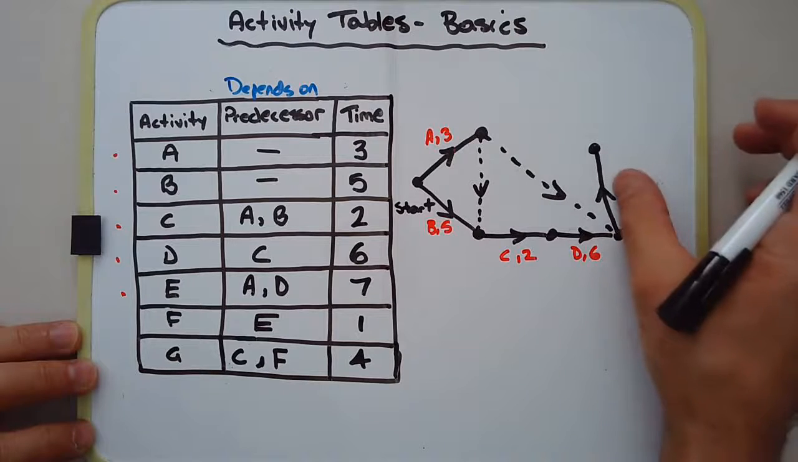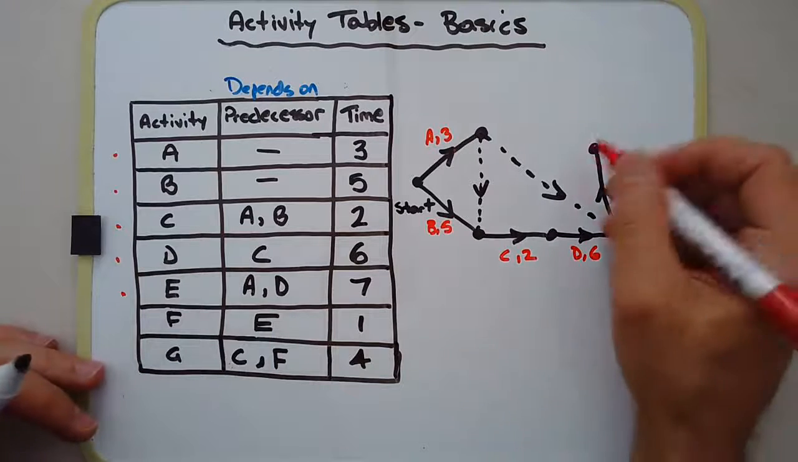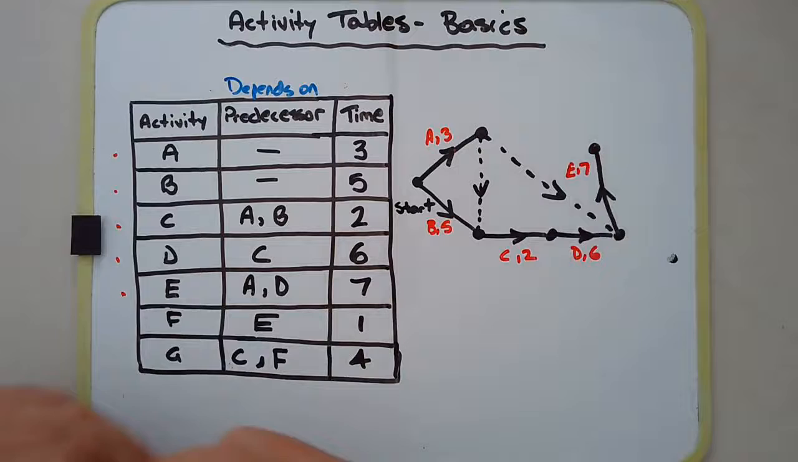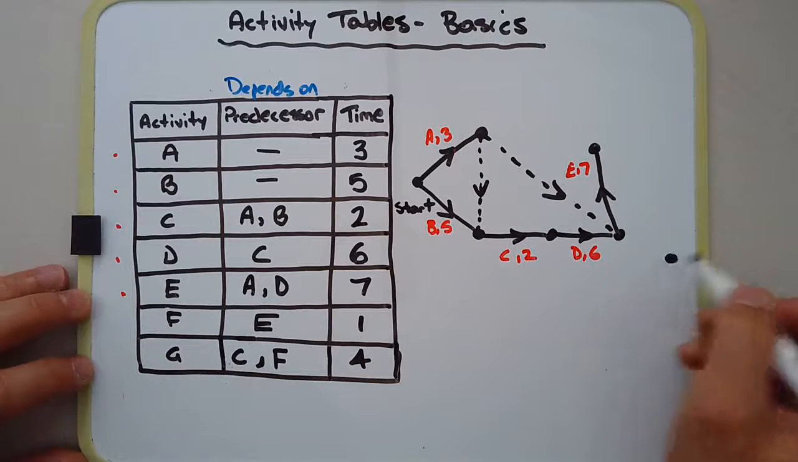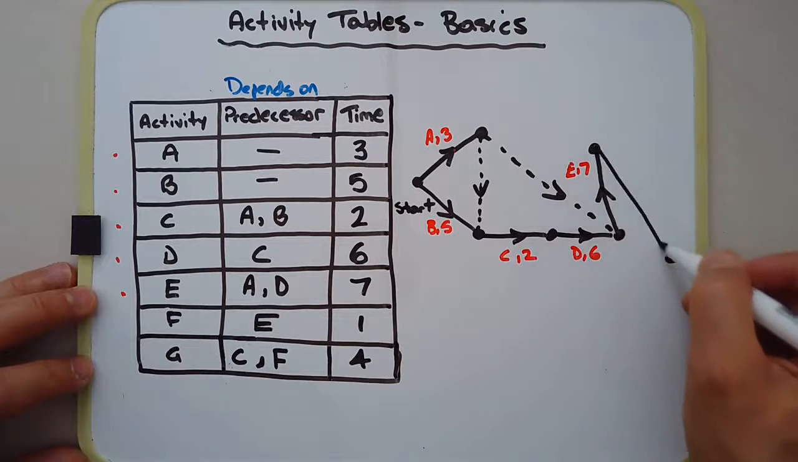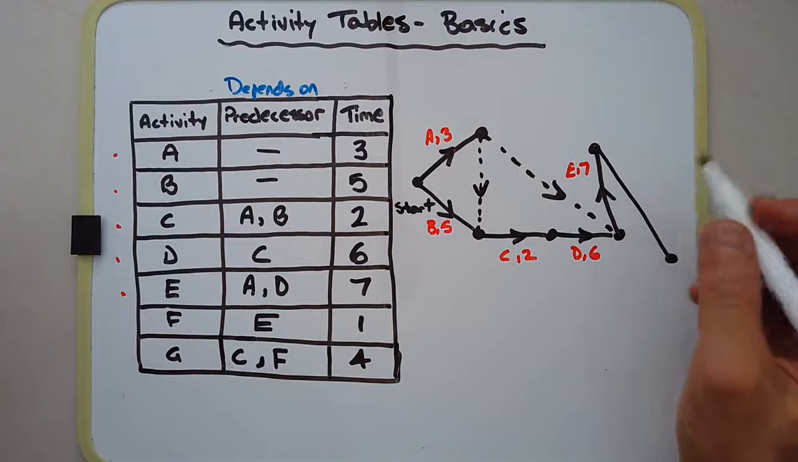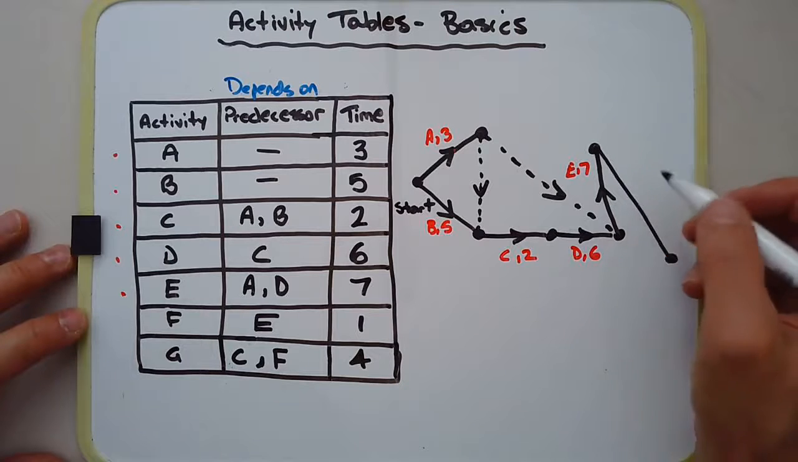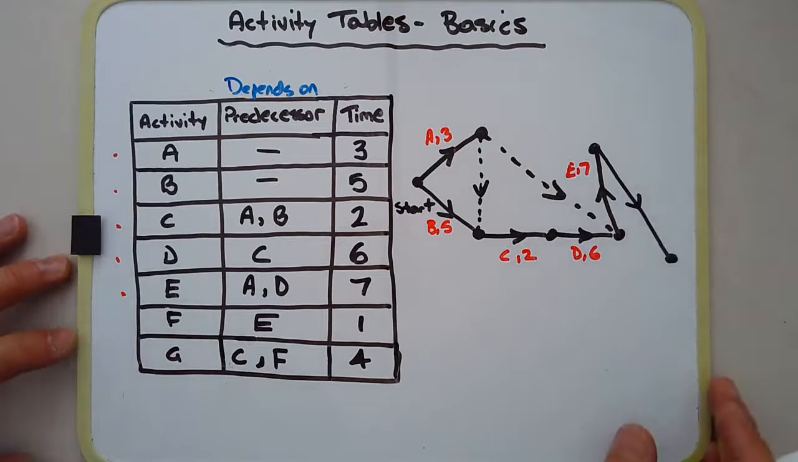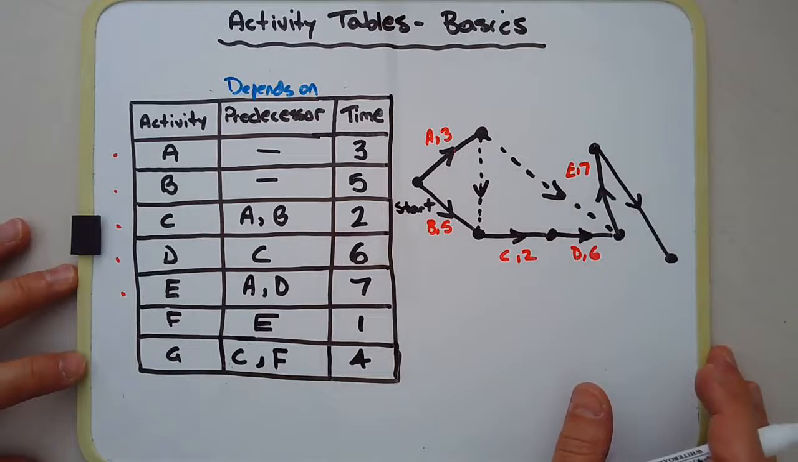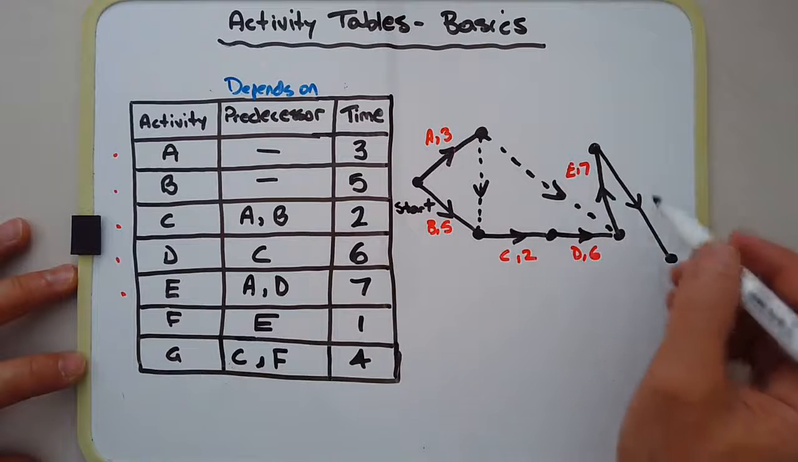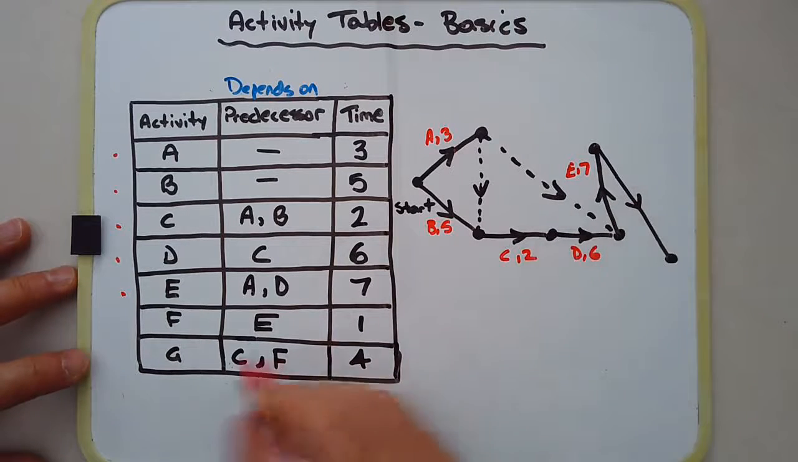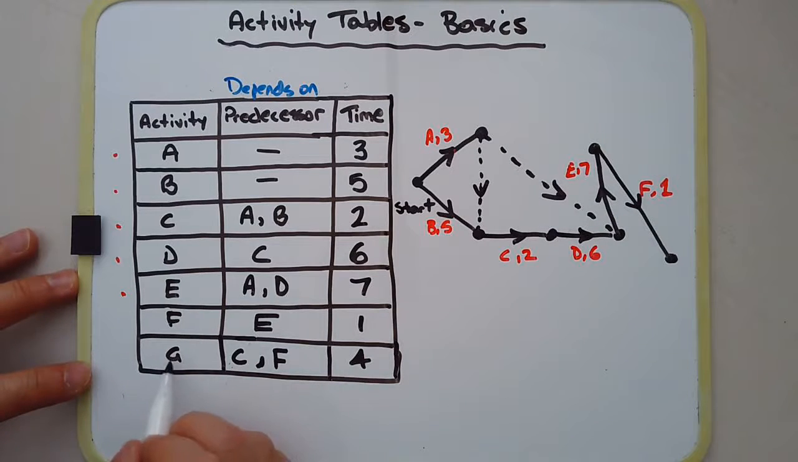In fact, what I might do is just put that E there. Yep, I think that's a little bit better. All right, sorry that the diagram's not my ideal diagram, but anyways, I just have to make use of the available space on this little whiteboard. So this is activity F, and that costs 1 unit of time. Now the final one here is activity G, which depends on both C and F.